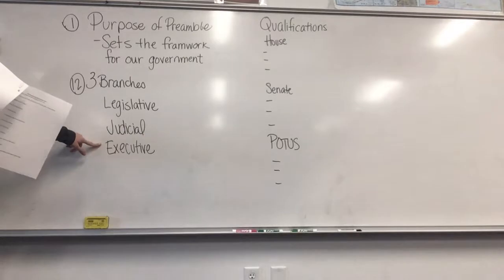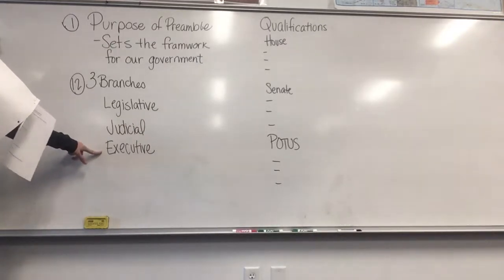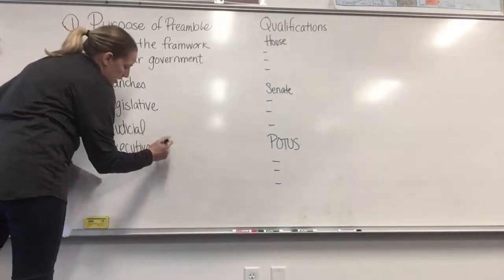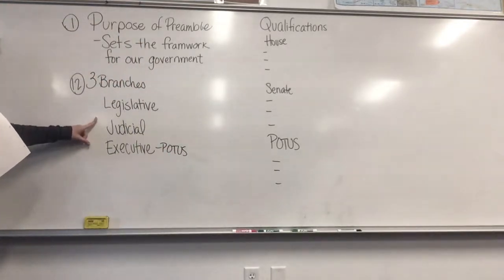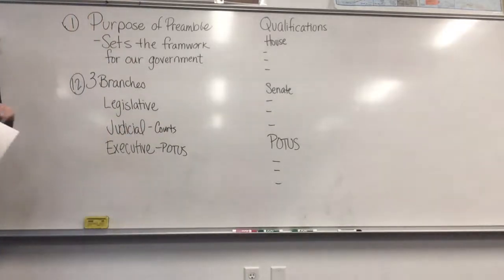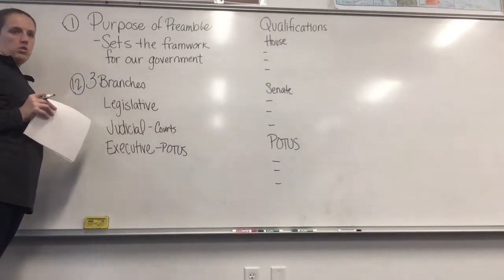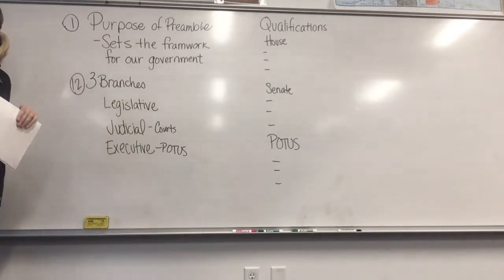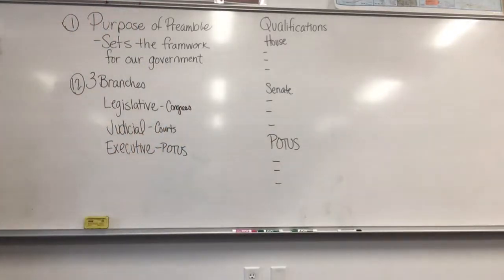This is not on this question, but which branch of government has to do with the president? The executive. So the executive branch has to do with the president and the vice president. Which branch has to do with the Supreme Court? The judicial branch. And the last one, the legislative branch, has to do with what? What do we call those two houses? Congress. The two houses together, the House and the Senate combined, we call Congress.